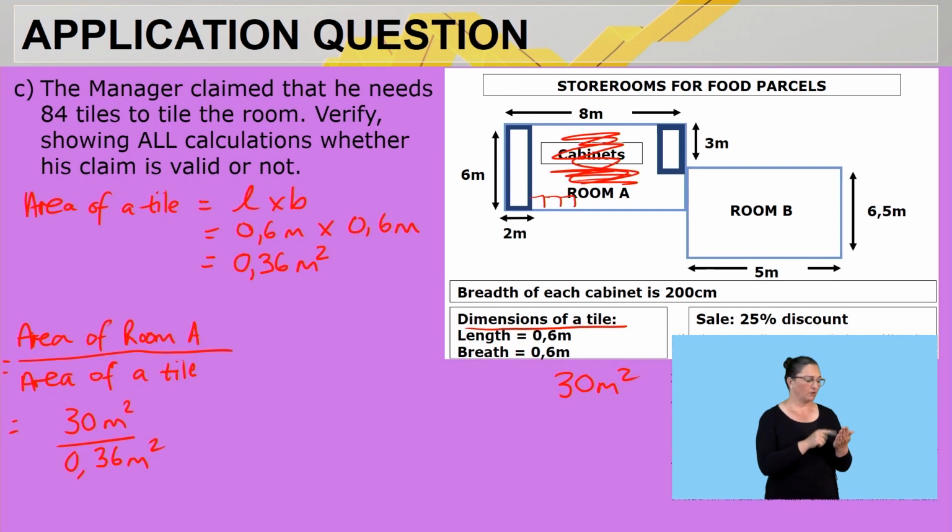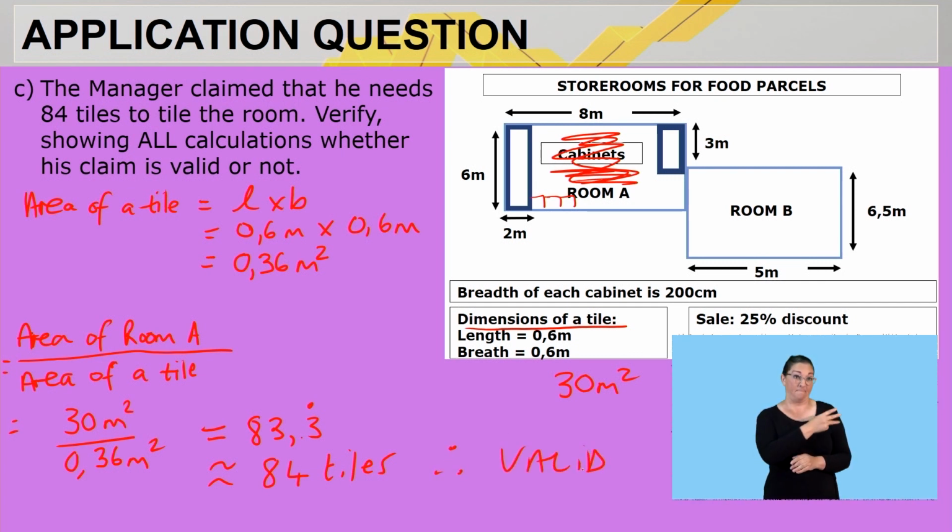Guys, when I do this calculation, let me write it on our right hand side. This calculation will give us 83.3, and this 3 will repeat itself. So that 0.3 is a space that needs to be covered, right? Therefore, we will need 84 tiles. And it says here, verify, showing all calculations, whether this claim is valid. So the claim made by our manager is valid, it's correct.